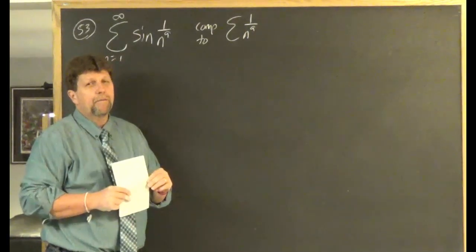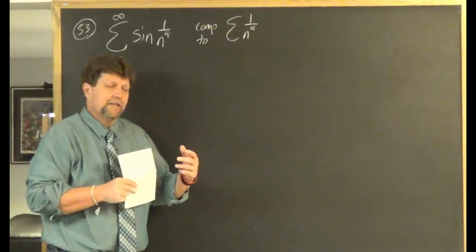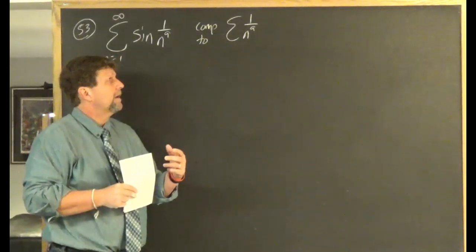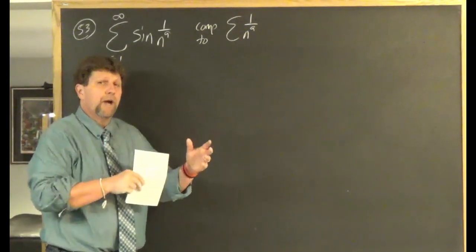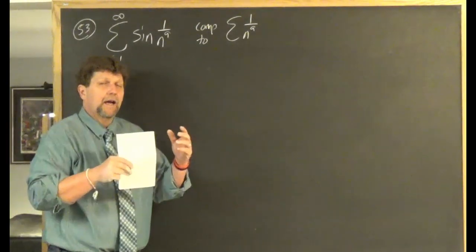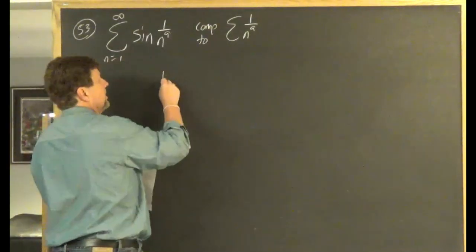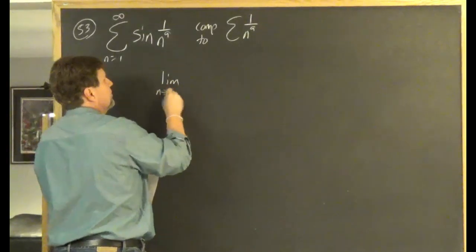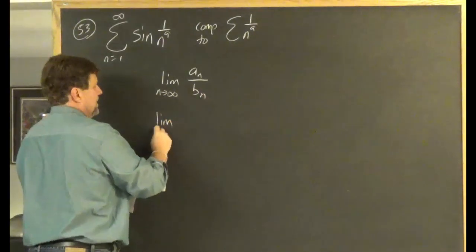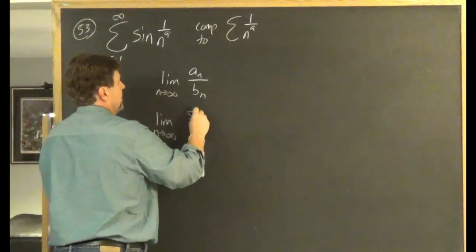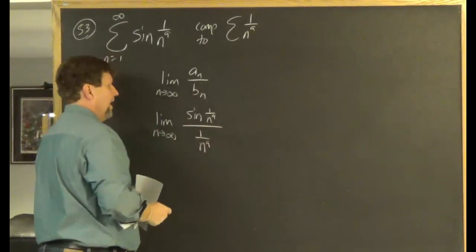Because it looks a little messier, rather than try to fight through the direct comparison test, and I could try to fight through it, I want to just practice using the limit comparison test. While I could come up with a way to do the direct comparison test, I want to review the limit comparison test. Because you remember the limit comparison test says you have to do the limit as n goes to infinity of a sub n over b sub n. So here that would be the limit as n goes to infinity of a sub n over b sub n. Wow, don't we have a mess here?